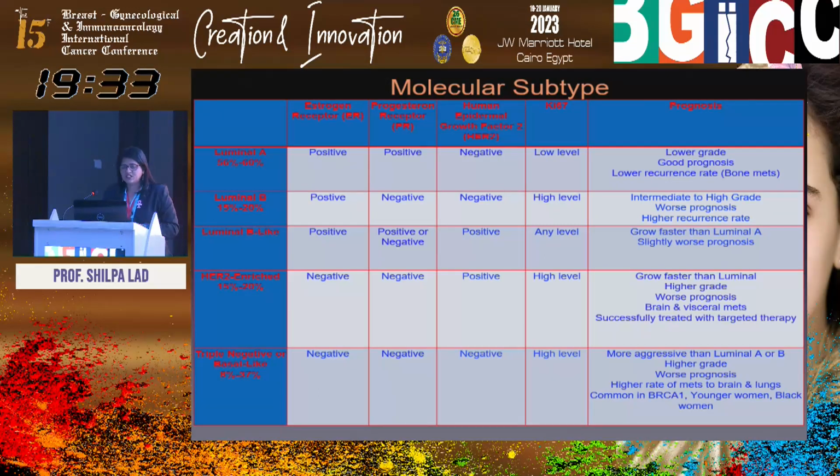Triple negative cancers, or basal cancers, account for 8 to 37%. They are ER/PR/HER2 negative, with a high level of Ki67, the most aggressive of the lot, higher grade, worse prognosis. Mets to brain and lungs are very common, and they are typically associated with BRCA1 carriers. They are typically called the carriers of the BRCA1 mutation. It means the maximum number of BRCA mutation cases will be TNBC, triple negative cancers.